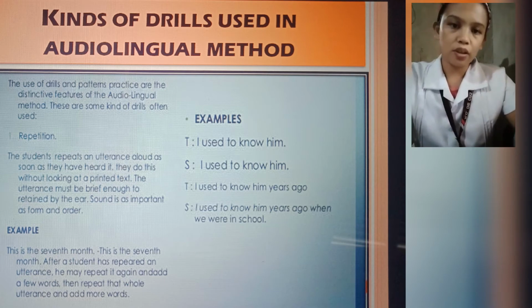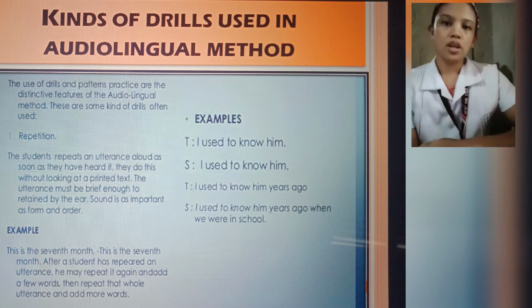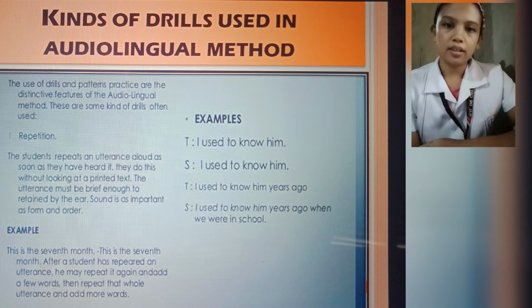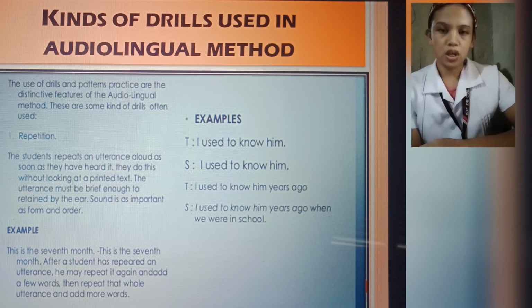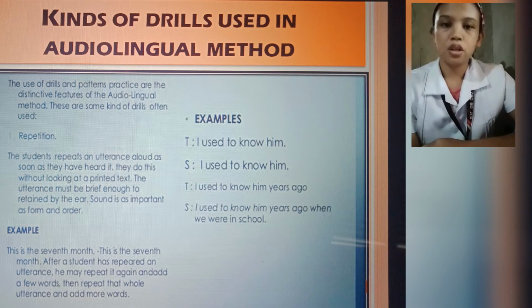So, kinds of drills used in the audiolingual method. The use of drilling and pattern practice are the distinctive features of the audiolingual method. These are some kinds of drills often used. Number one is repetition. In repetition, the students repeat the utterance aloud as soon as they have heard it. They do this without looking at the printed text. The utterance must be brief enough to be retained by ear.